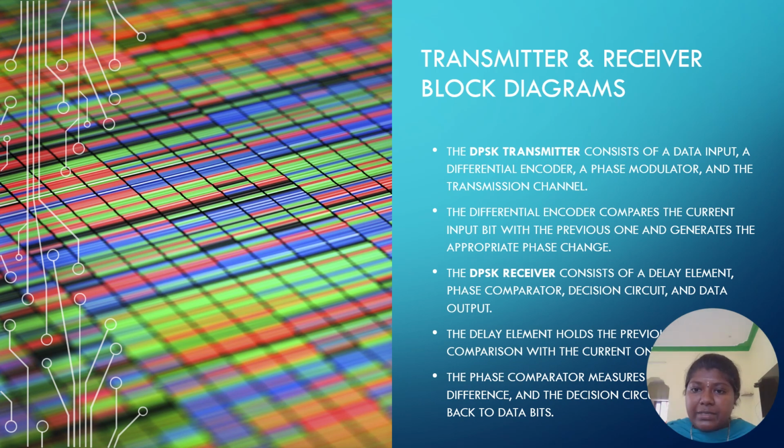The DPSK transmitter consists of data input, the phase modulator, and the transmission channel. The differential encoder compares the current input and the previous output and compares the phase changes. And then the DPSK receiver has the delay elements, the phase comparator, the decision circuit, and the data output. That's all. Next, the delay elements hold the previous and the current comparison. Next, the phase comparator measures the difference and the decisions go back to the data bits.